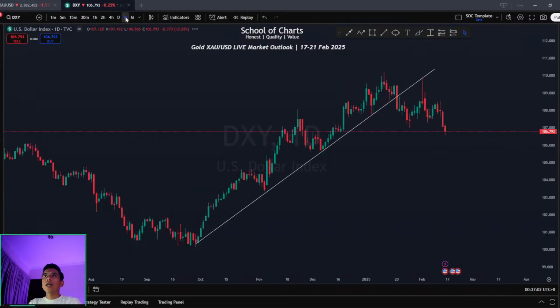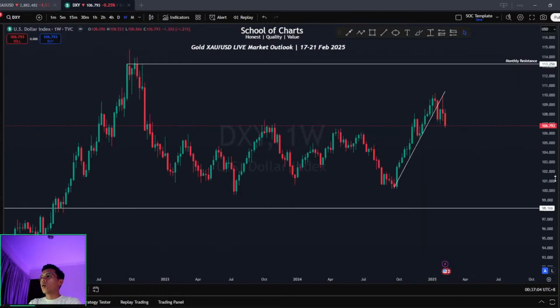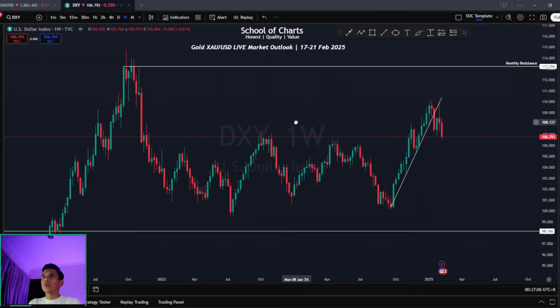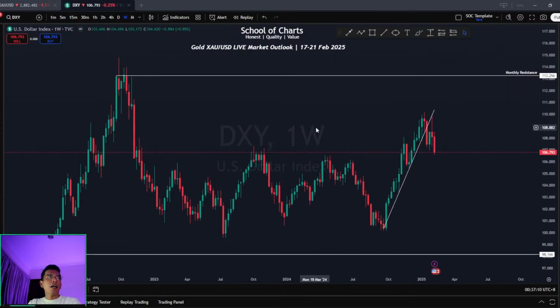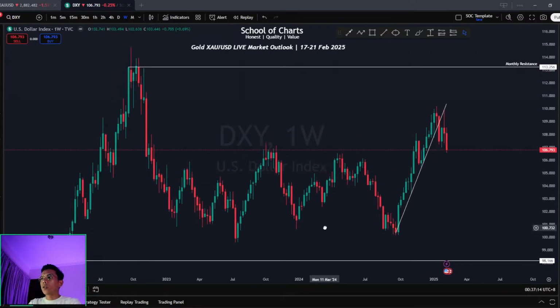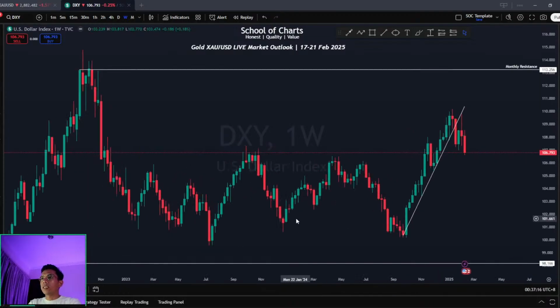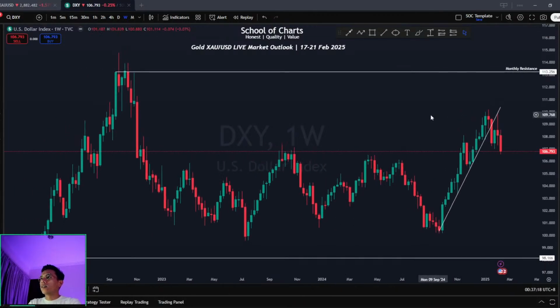So this is the dollar, and as usual, before we talk about the technicals and do the analysis on gold, first of all, I always look at the news, the economic calendar, and we're going to go to that after this. But first let's talk about this chart.